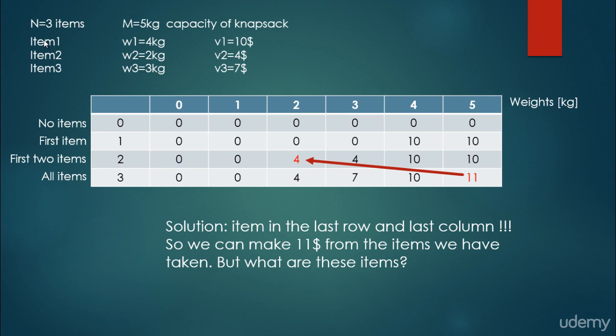We have to include item 3 and item 2 in our knapsack, and it is quite self-consistent. If we take a look at item 2 and item 3, $4 plus $7 is equal to $11, and that's the value we are going to make. And the capacity is 2 kilograms plus 3 kilograms, which is 5 kilograms, the maximum capacity of a knapsack. So it can be a feasible solution. So this is how we solve knapsack problem.